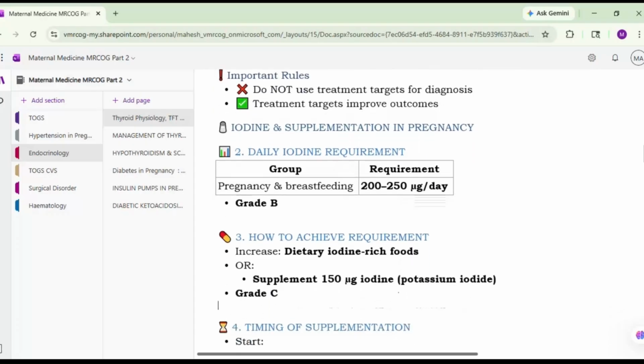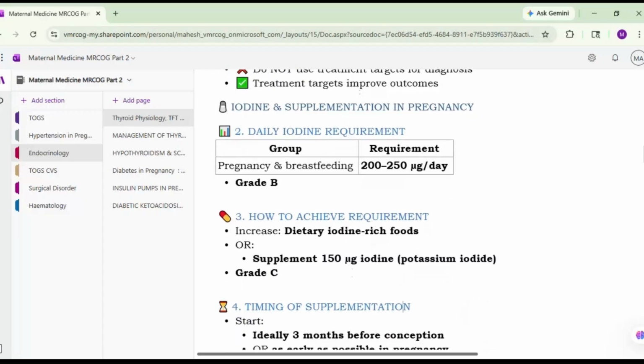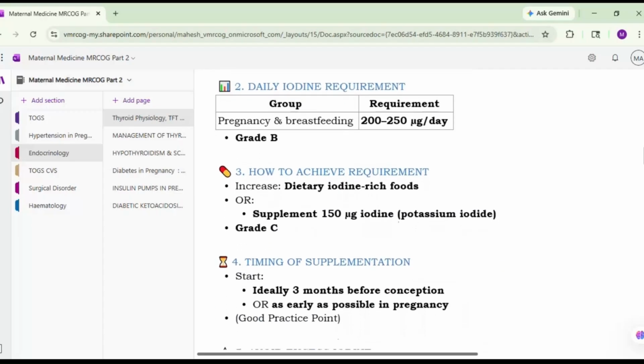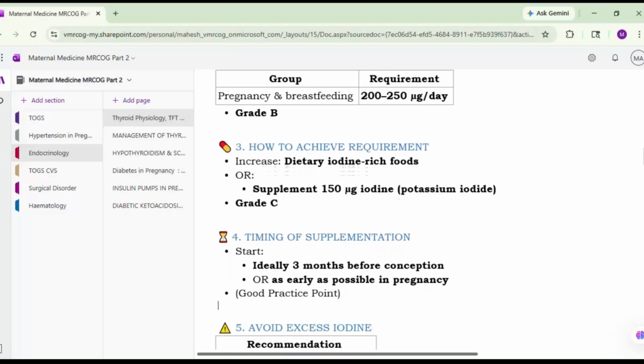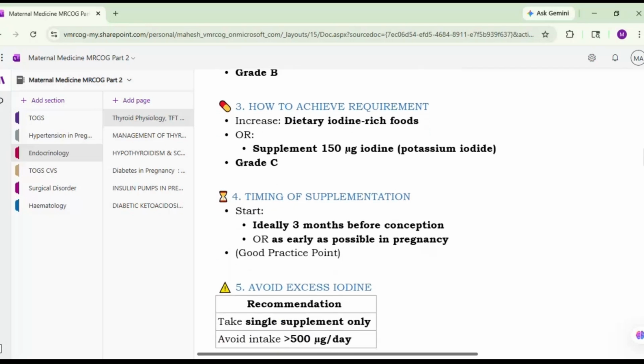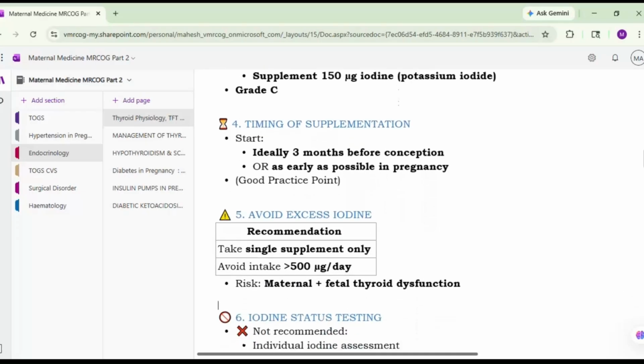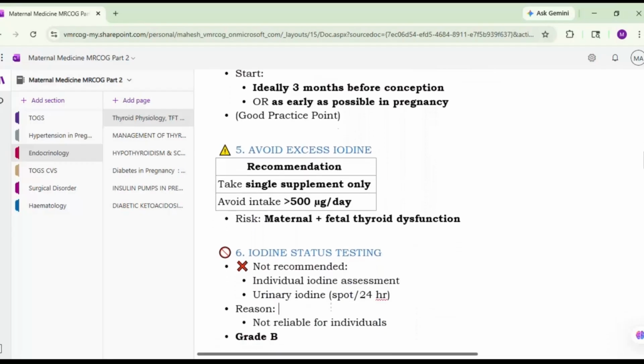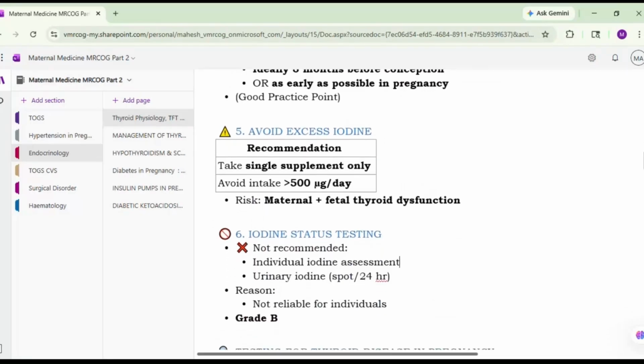Then iodine and supplementation strategy in pregnancy. So pregnancy and breastfeeding, how much is the requirement? Requirement is around 200 to 250 microgram per day. And how to achieve this requirement? By increasing dietary iodine rich foods, or supplement 150 micrograms of iodine in the form of potassium iodide. Timing of supplementation is ideally 3 months before conception or as early as possible in the pregnancy, and the dose of supplementation is around 150 microgram.